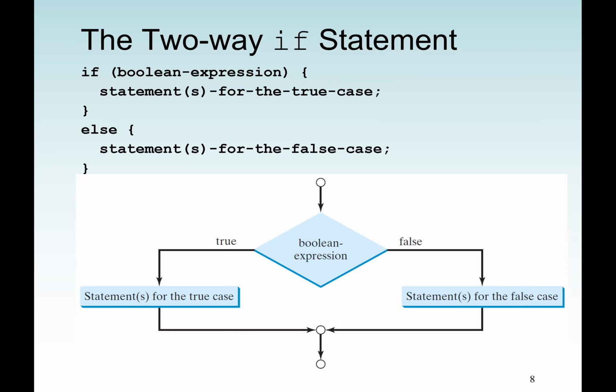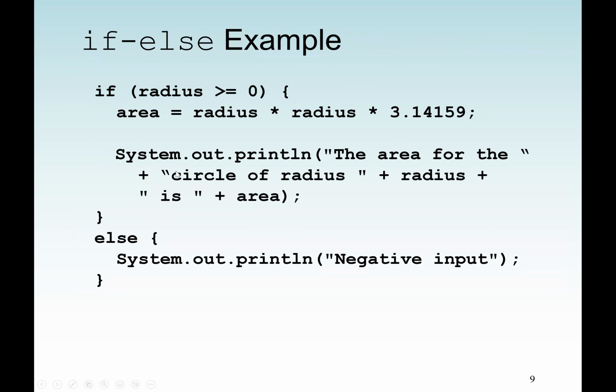So the diagram here shows our input. Let's say we get an input and we check the input with the Boolean expression. If the condition is true, then we execute the statement for the true case on the left. If the condition is false, then we do the statement for the false case on the right.